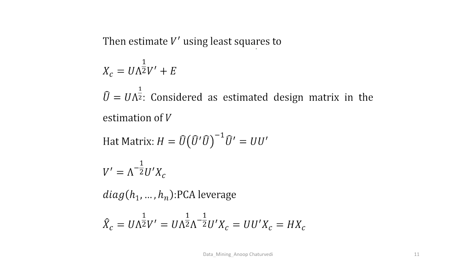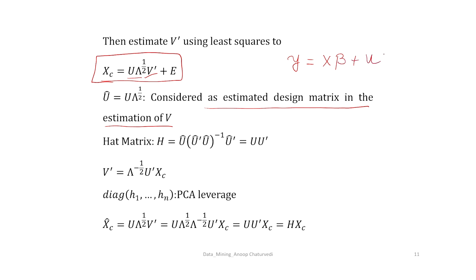Then we estimate V transpose using least squares to say Xc is equal to U lambda to the power half V transpose plus say E. Now, this is in the form of multiple linear regression model. And then if you consider it as the multiple linear regression model, then hat matrix is H equal to U hat (U hat transpose U hat) inverse U hat transpose, because U hat, which is equal to U lambda to the power half, may be considered as an estimate of design matrix in the estimation of V. Say, in multiple linear regression model, this is your design matrix. So, for estimating V transpose, you may consider this matrix as your design matrix.